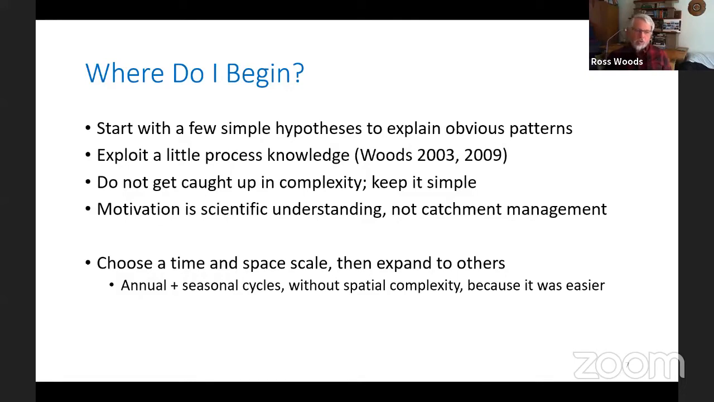From a more practical point of view, my approach is to choose a particular time and space scale and then expand to other time scales and space scales. And I've chosen to start mostly with annual and seasonal cycles and without spatial complexity. And I just did that because it was easier. This isn't the only way that you could try to solve this problem. It's just the choice that I happen to make. And it might be that the real solution actually lies somewhere else, but this is what I'm trying.